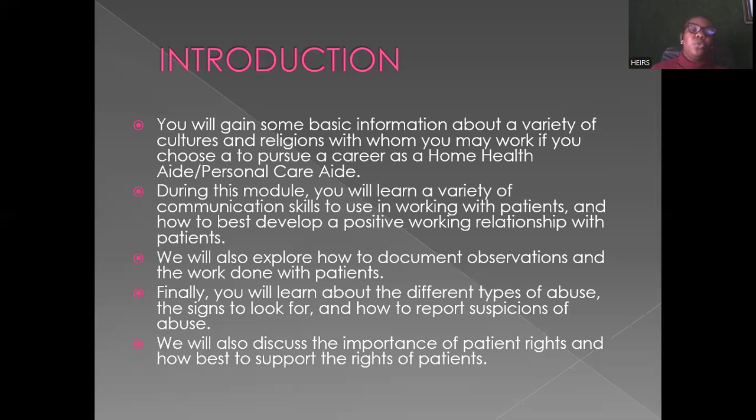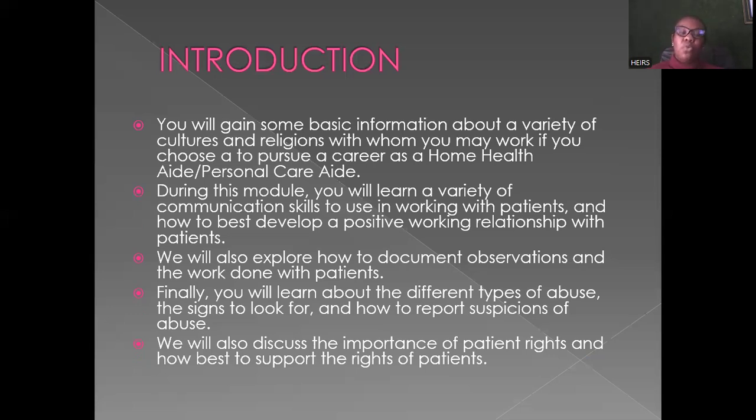In this same module, you would also gain some basic information about a variety of cultures and religions with whom you may find yourself working as a caregiver. And you would also learn a variety of communication skills to use in working with patients and how best to develop a positive working relationship with your patients.